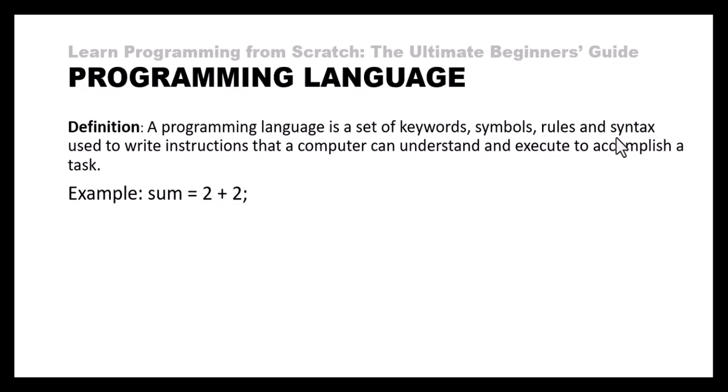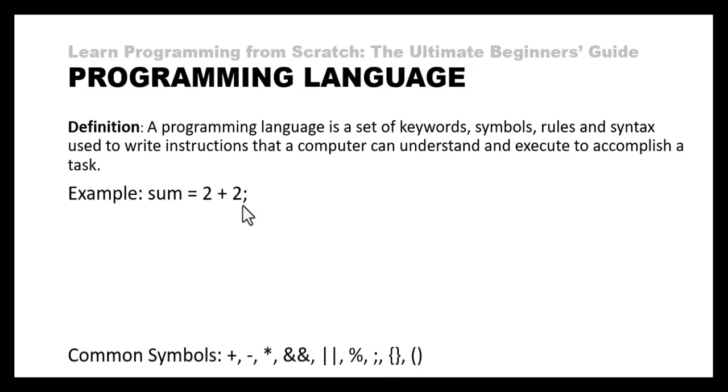Syntax is simply the arrangement of these numbers, symbols, and keywords in such a way that the computer can understand all the instructions. When you arrange them like this, that is what you call syntax. Rules are simply governing outlines on how keywords and symbols must be arranged for a computer to understand in a programming language.